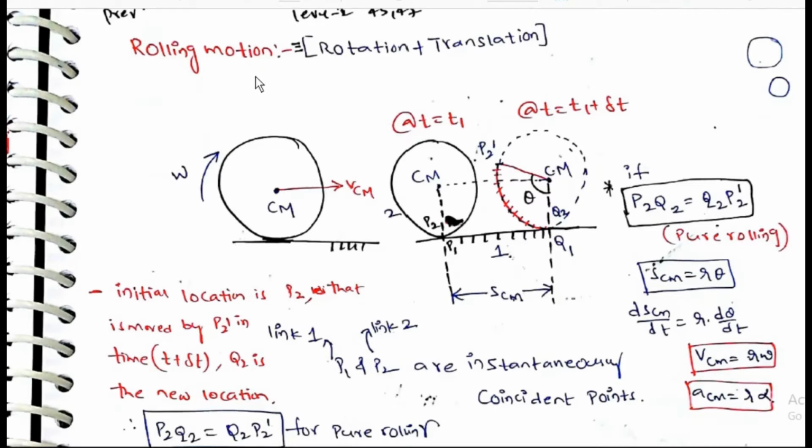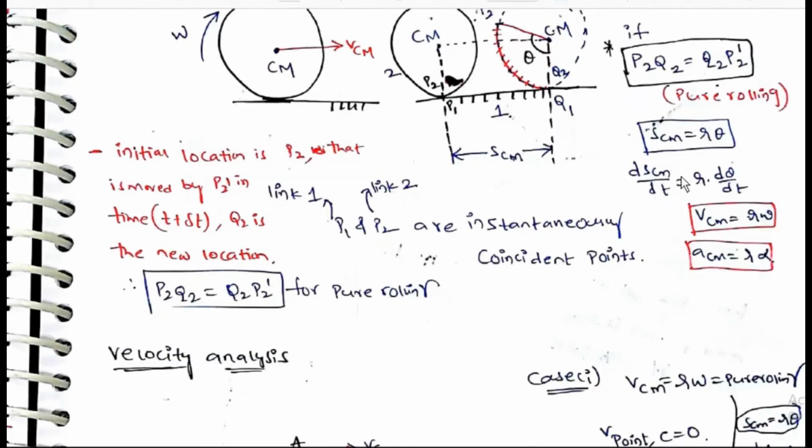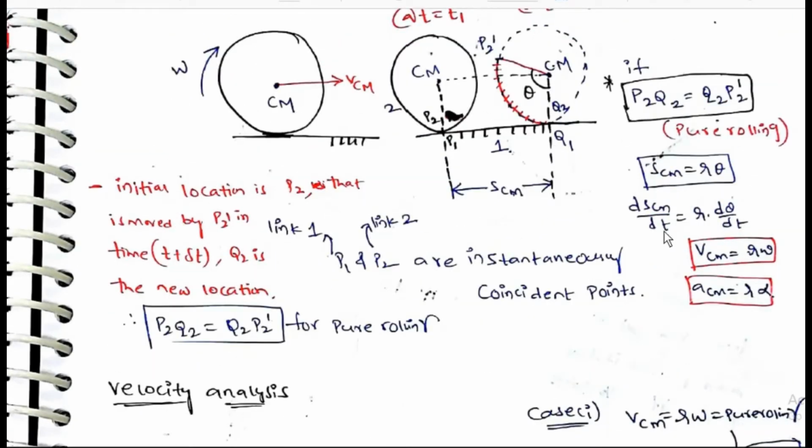Rolling motion: rotation plus translation. Omega, VCM at T1 it is like this, and at T1 plus delta T it is like this. SCM is the distance traveled. P2 Q2 is equal to Q2 P2 dash. Pure rolling, that is SCM is equal to R theta. This means the distance moved is how much it has rolled. SCM is equal to R theta only in case of pure rolling.